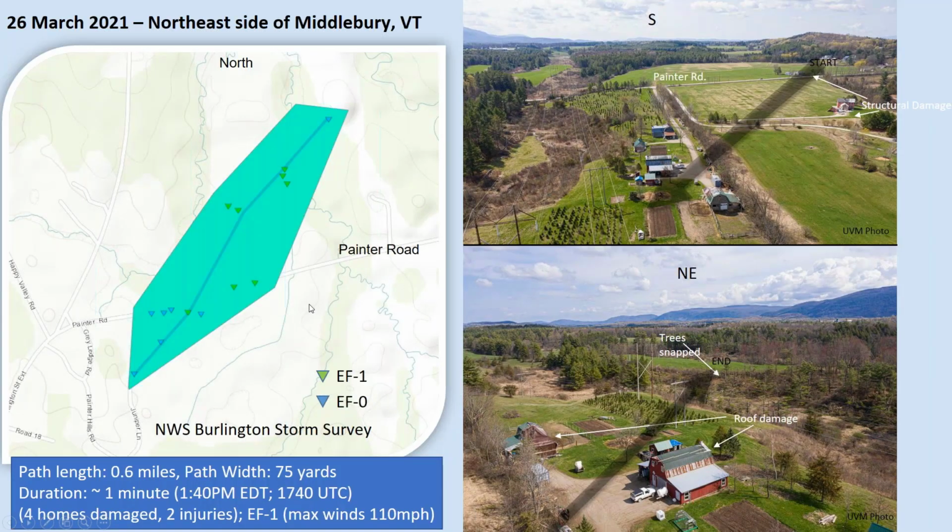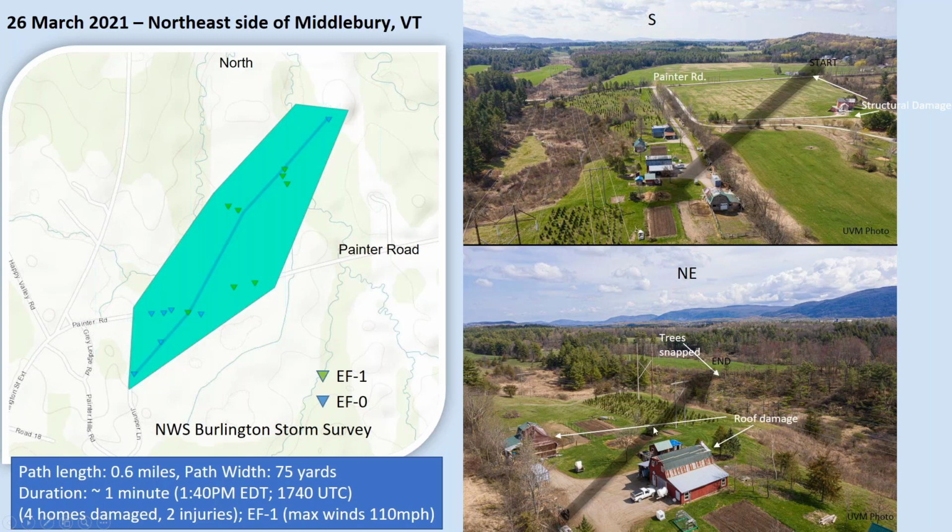So once again, the image on the left is showing our damage survey and the track. And then here are some aerial photos courtesy of the University of Vermont. Just to give you an orientation, we're looking south here. This is Painter Road. Here are some of the houses that were damaged south of Painter Road in this area. And as you're looking northeast, you can see there was a farmstead that was damaged, and there was quite a bit of damage to this structure here, which we'll have a zoomed in picture of in just a minute.